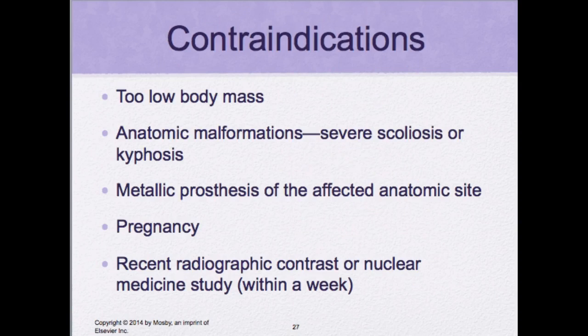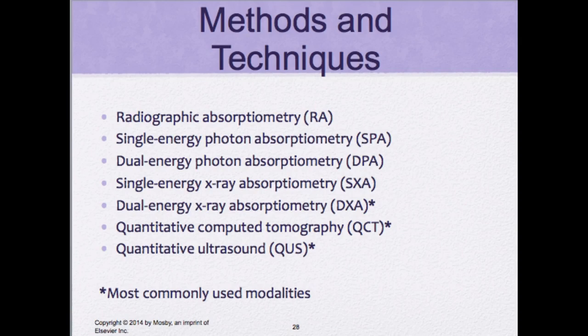So contraindications is too low of a body mass, so if the patient has just skin and bones, it's not going to read it properly. Anatomic malformation, so severe scoliosis or kyphosis makes it almost impossible to do these. Metallic prosthesis of the affected or anatomical side. So we usually scan the lumbar and we'll scan a hip. So if the patient has bilateral hip prosthetics and a fusion in the spine, we're pretty much stuck. It's a contraindication for the exam. Pregnancy, so that would be bad. And recent radiographic contrast. So the contrast will read as density and show a false reading in your scan.